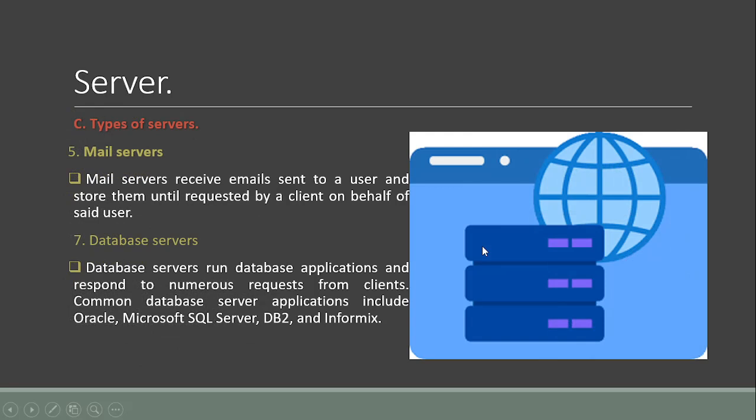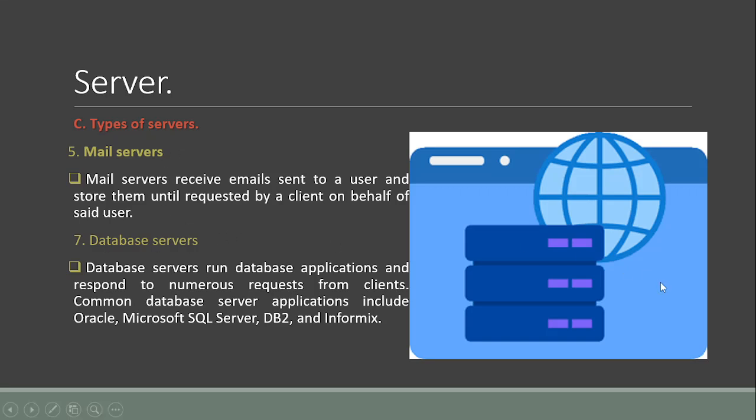Now we have other servers, which are the mail server and the database server. I told you the other time that a server can perform multiple functions and at the same time perform single functions. So Gmail is an example of a mail server. Yahoo Mail is an example of a mail server. The function the server is performing is for people to send and receive messages through their email.